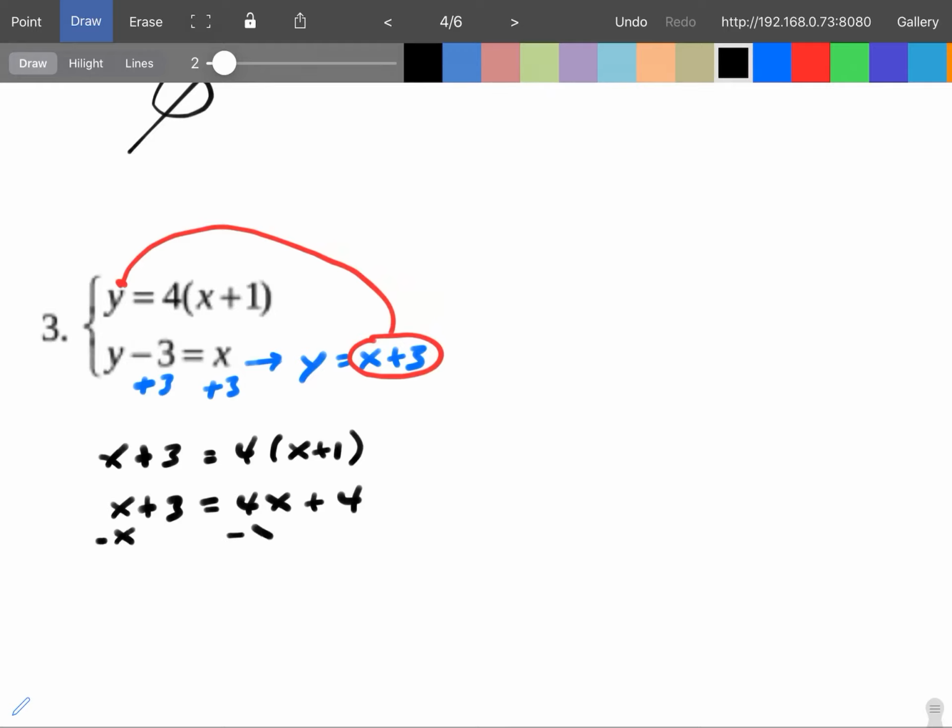Then I'm going to subtract x on both sides. That's going to give me 3 is equal to 3x plus 4. Then I'm going to subtract 4 on both sides, and I'm going to get negative 1 is equal to 3x. Then I'm going to divide both sides by 3, and I'm going to get x equals negative 1/3.